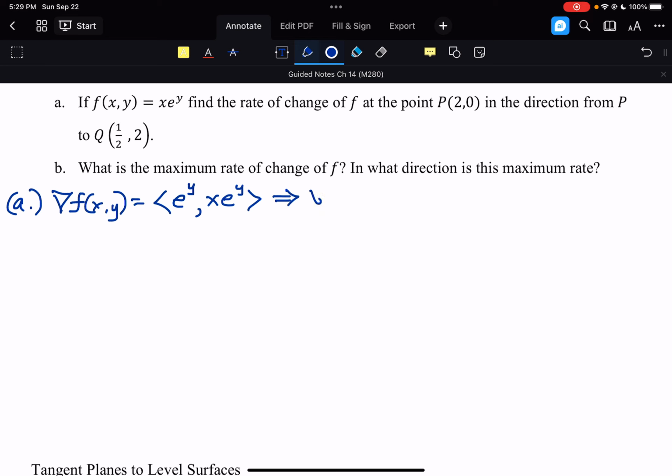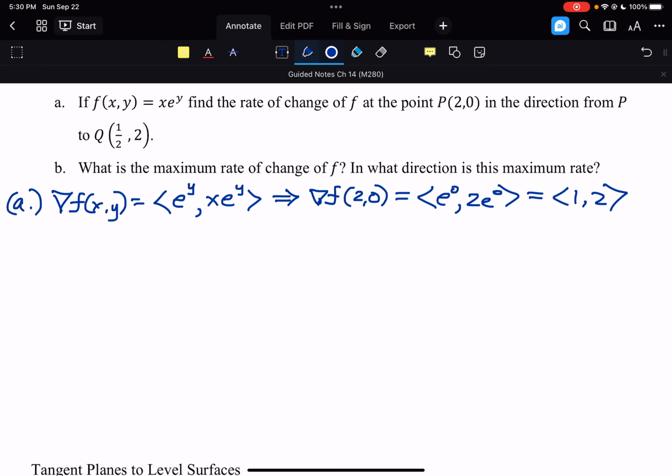Now we want the gradient specifically at the point 2, 0, so we'll go ahead and substitute that in right now. So that's e to the 0, comma 2 e to the 0, or 1, 2. So the gradient of f at the point 2, 0 is 1, 2.